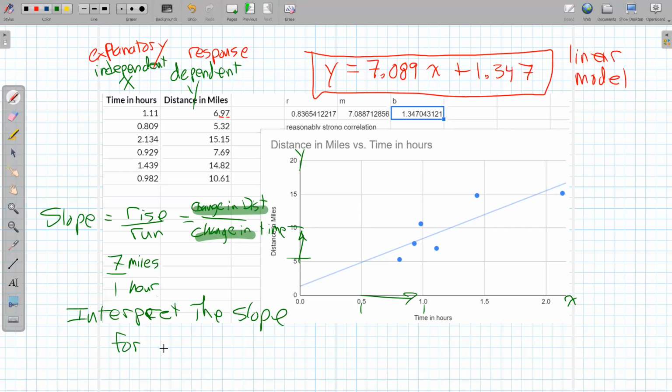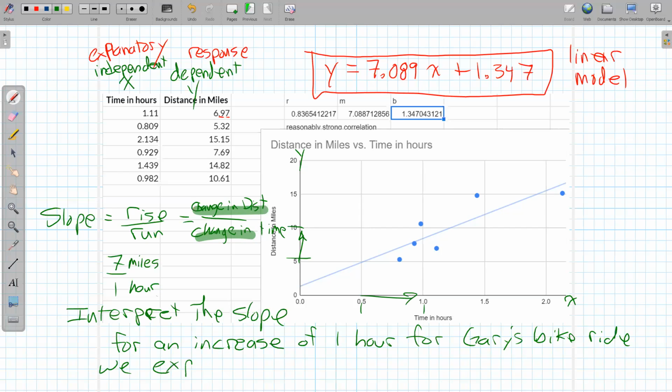So for an increase, lots of words to choose from for this, of 1 hour, in Gary's bike ride, we expect an increase, because that's a positive number too, right? These are both positive, of 7 miles in distance.